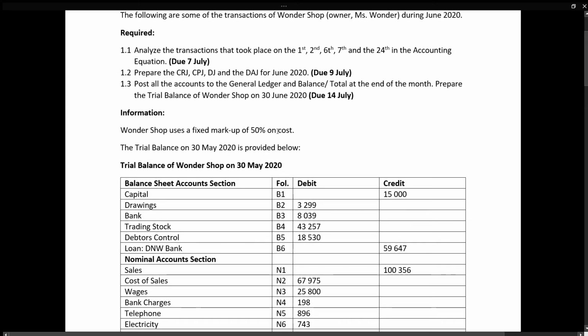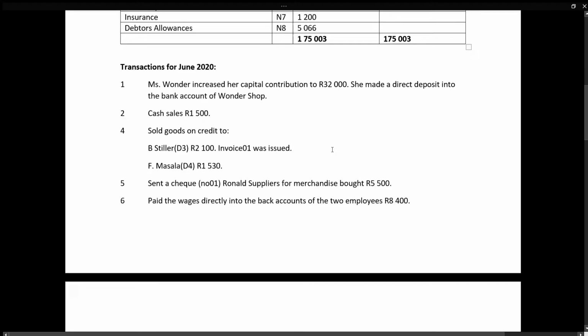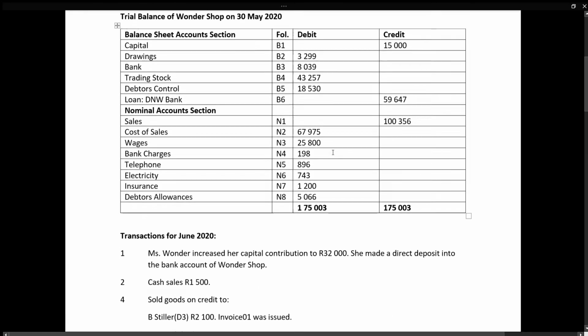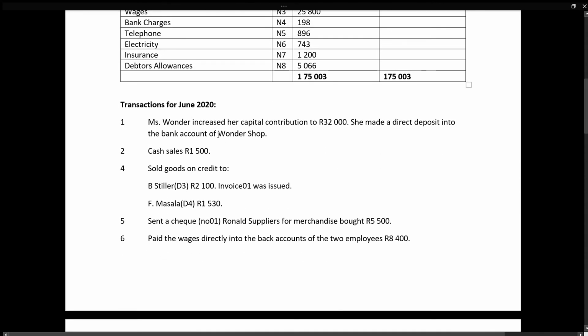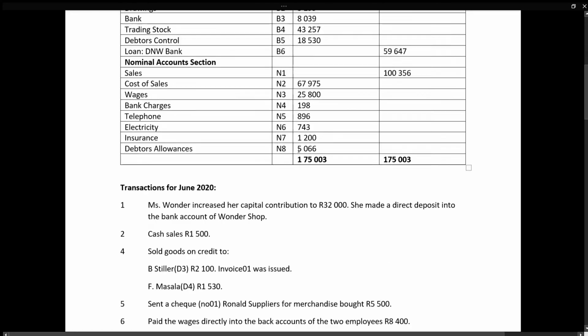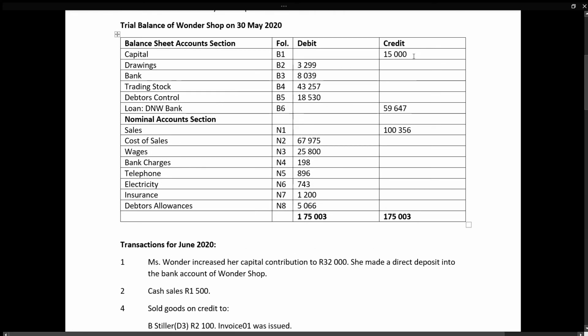Before we continue, it is very important to remember that the markup on cost is 50%. So let's go and calculate these amounts in our accounting equation. On the first, Ms. Wonder increased her capital contribution to 32,000 Rand. She made a direct deposit into the bank account of Wonder Shop. Now let's have a look at what the capital was before she increased it. It was 15,000. Now she's increasing it to 32,000.